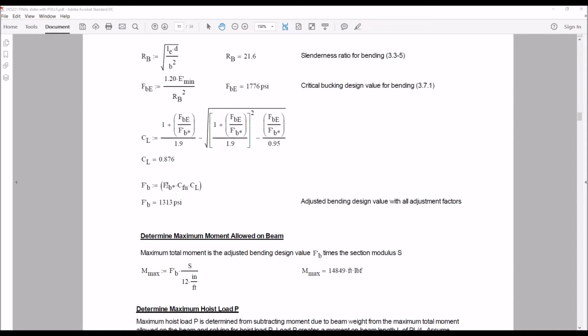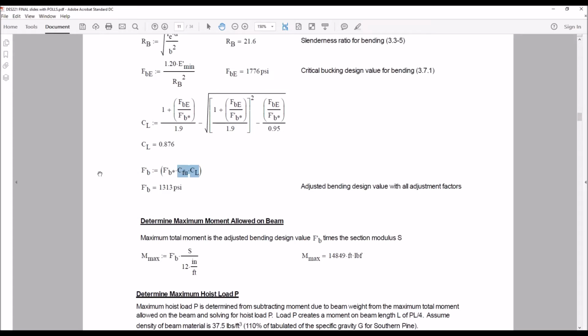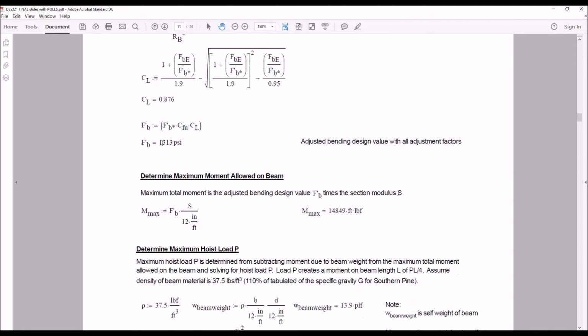So we multiply that adjustment factor and the flat use factor, which was just equal to 1.0, by that F sub B star, because remember, F sub B star was the adjusted design value except for these two factors. Multiplying this F sub B star by those two factors gives us our adjusted bending design value, F sub B prime, equal to 1,313 PSI.